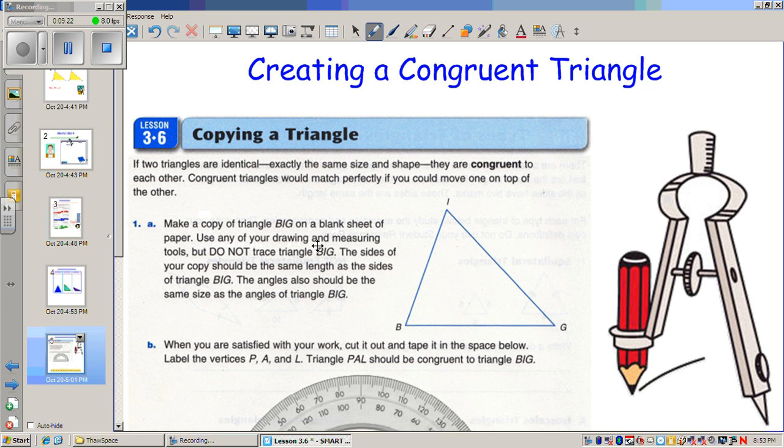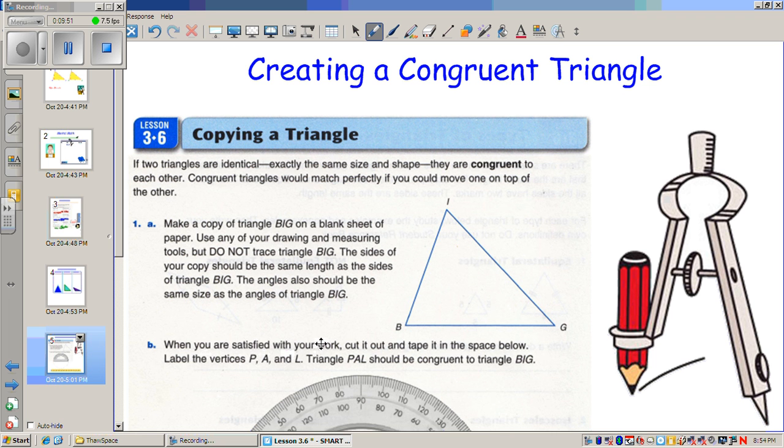Let's make a copy of triangle BIG on a blank sheet of paper. Use any of your drawing and measuring tools, but do not trace triangle BIG. Copy the sides and the angles also. Make sure the sides of your copy should be the same length as the sides you copy, and the angles should also be the same size. So we can't trace it. So what are we going to do? We do have a compass that might come in handy. We also have a protractor. So what could we do?